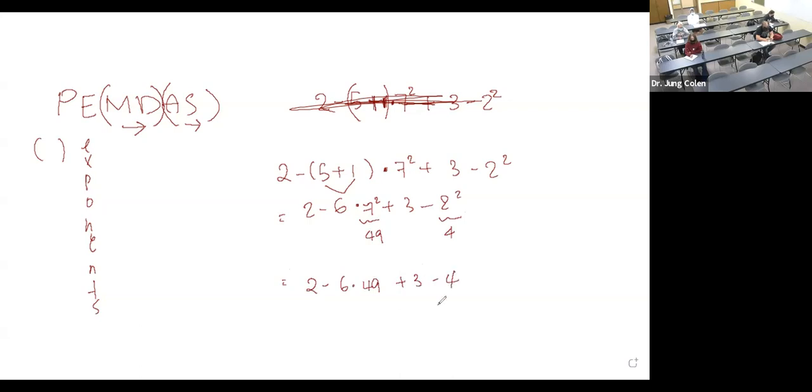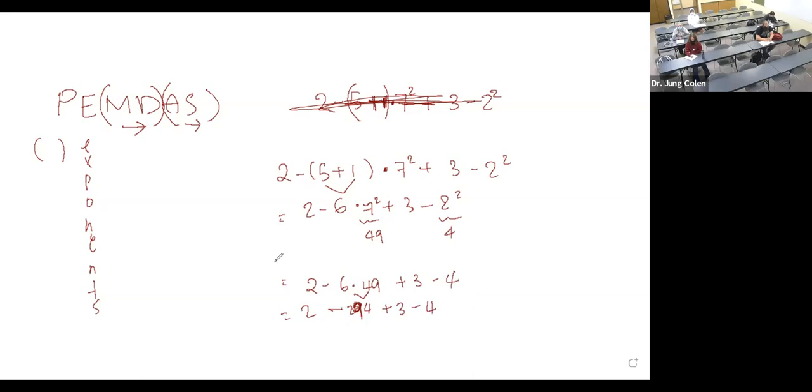Right? Now what? Do you need to subtract this first? You need to do the multiplication first. So 6 times 49, 294. And it's positive or negative? Negative because it's subtraction. So you have 2 minus 294 plus 3 minus 4.